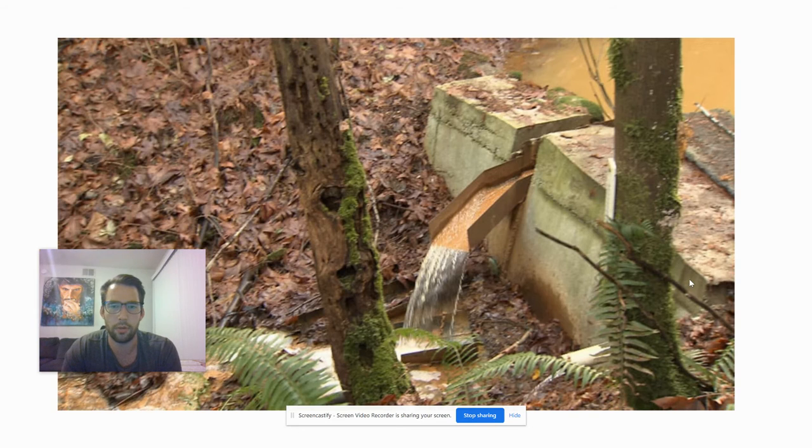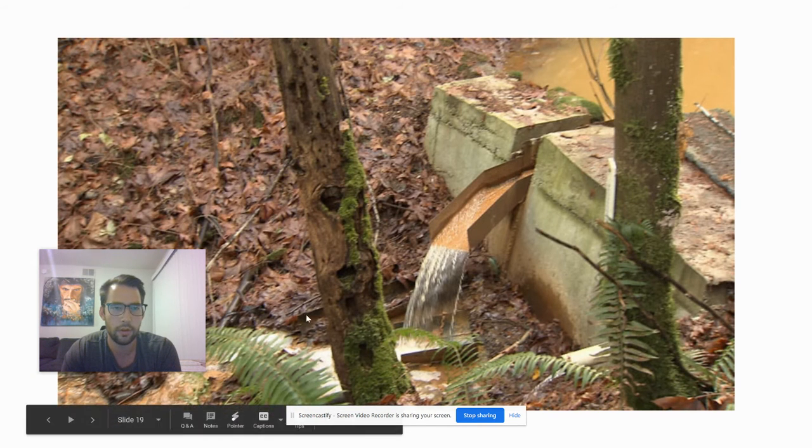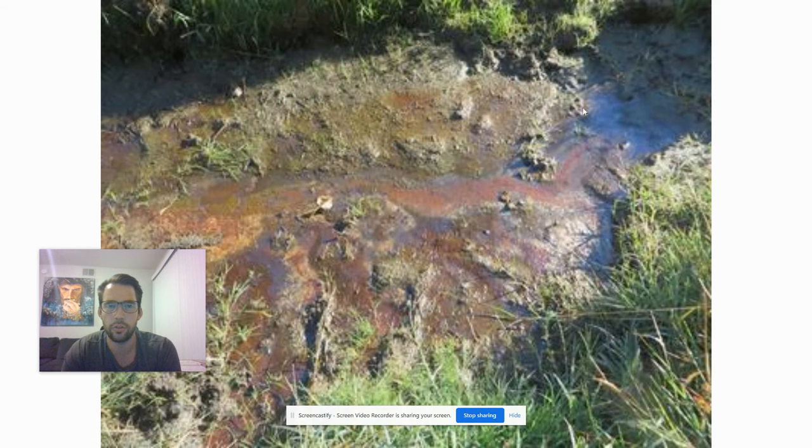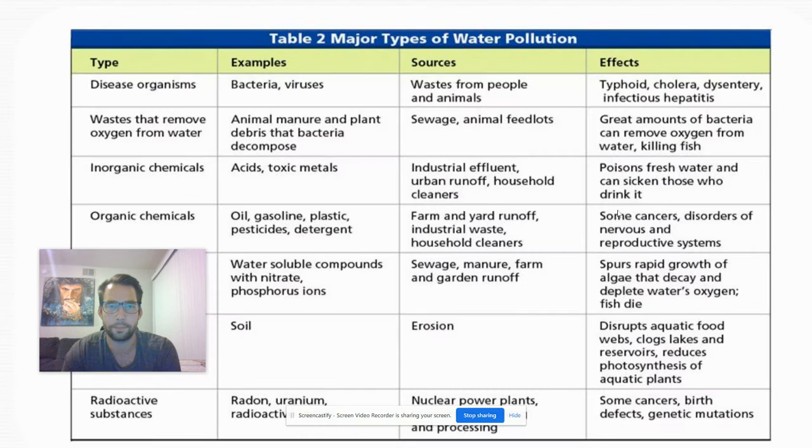Here is an example of point source pollution. This polluted water is coming from over here and being put into the environment. So this is one source of point source pollution. Here's just some polluted water. You can see the discoloration, so you can think that maybe it would not be best to drink this water or swim in this water, and it's probably unlikely that anything can live in this water.